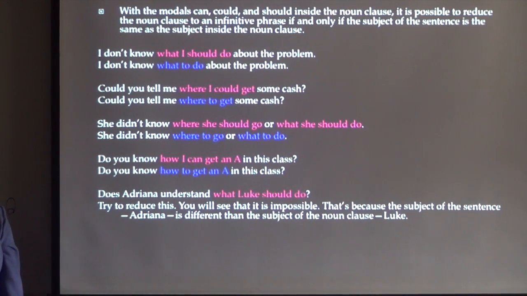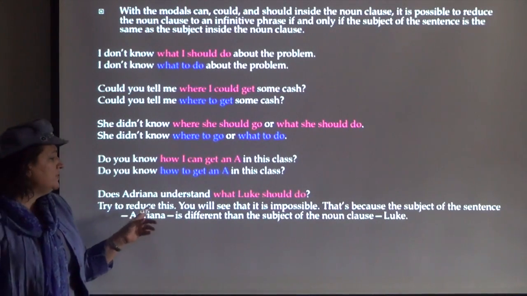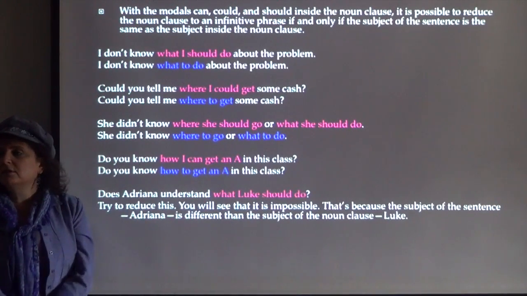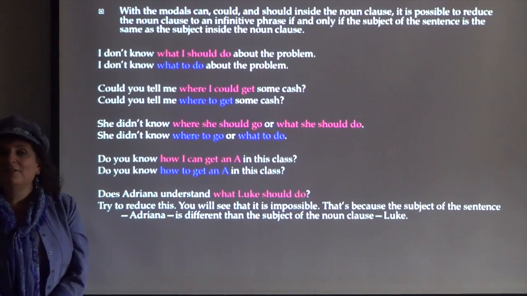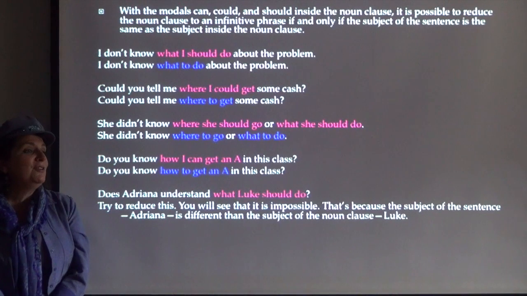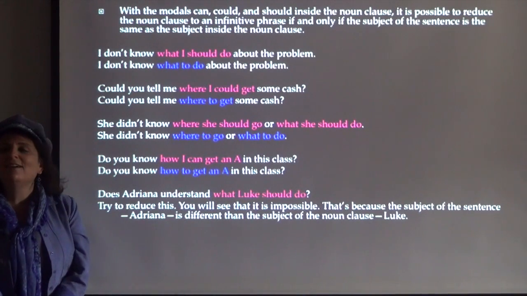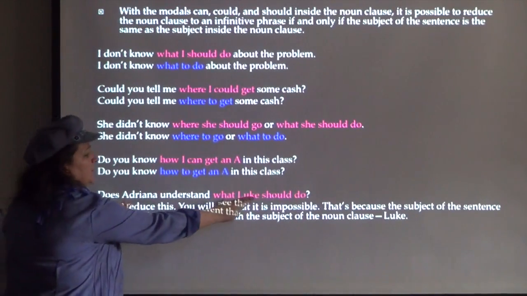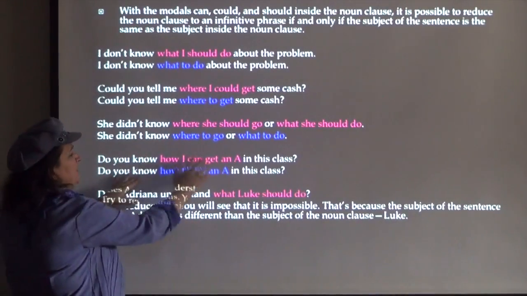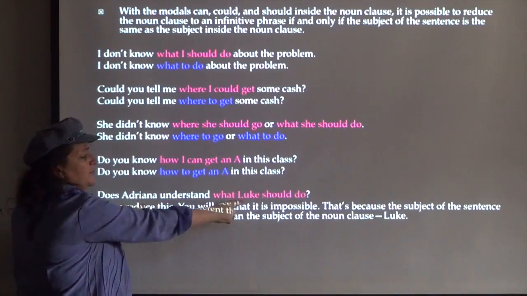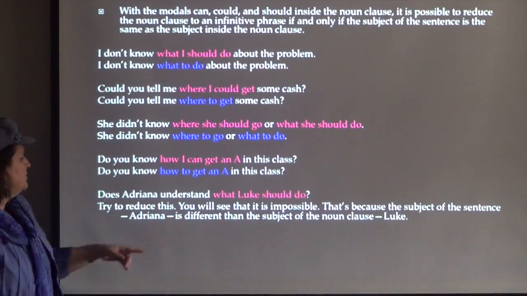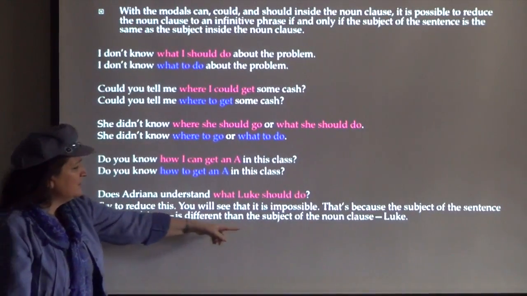Now, can I reduce this one? Try to reduce this. Does Adriana understand what to do? Why is that not okay? What Luke to do, right? So we can't reduce that one. This is not the same subject. We're referring to two different people. This is not you; this is you in general. These are two different subjects, so here we can't do it. It won't make sense. That's because the subject of the sentence, Adriana, is different from the subject of the noun clause, Luke.